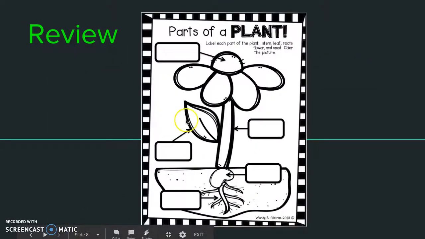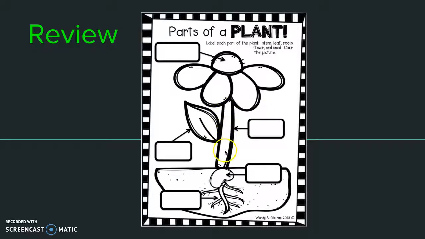And finally, if we look at this worksheet, you should all have this worksheet on your desk. If you will look at it, we will go over it one more time, and then you will fill it in on your own so you can show me what you learned today. So this part is the flower. What does the flower do? It's the reproduction part of the plant, and it what? Yes, it will make seeds and they will grow into new plants.